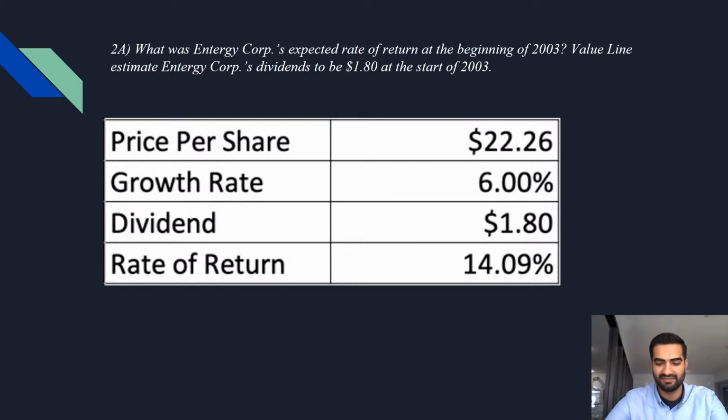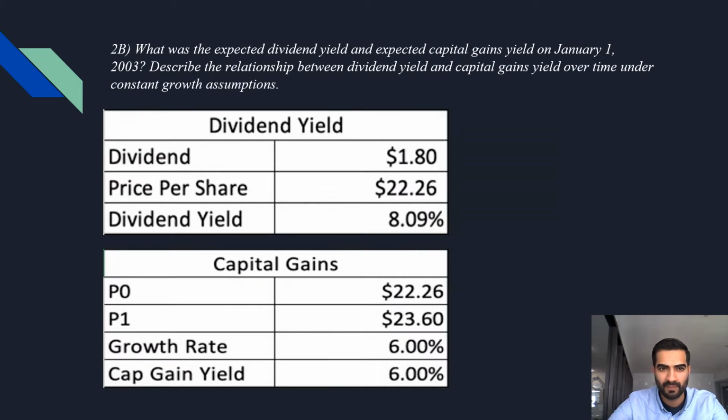Next, we were asked to calculate the rate of return, and this was done by dividing dividend by price per share and then adding that to the growth rate to receive 14.09%. Next was dividend yield, and this was done by dividing the dividend by price per share and receiving a dividend yield of 8.09%. Then the capital gains yield was done by taking price 1, which was $23.60, and subtracting from it $22.26 and dividing by price 0 of $22.26 to receive a capital gains yield of 6%.